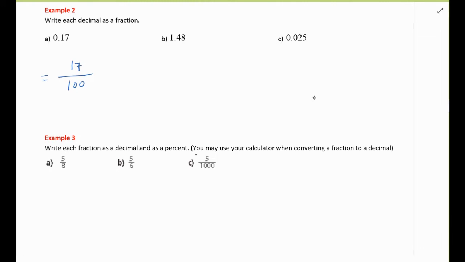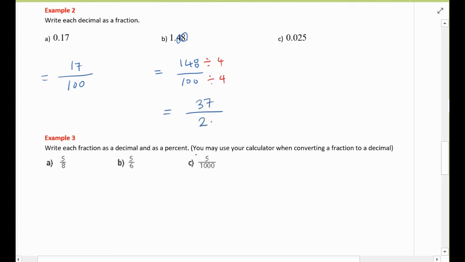All right, have you guys tried it? Let's do it together. So 1.14, 2 decimal places, so you need 100, 148. This is not in the lowest terms. So we're going to divide both numbers by 2, or if you just want to do one step, you can just divide both numbers by 4. Use your calculator to get the number 37 over 25.